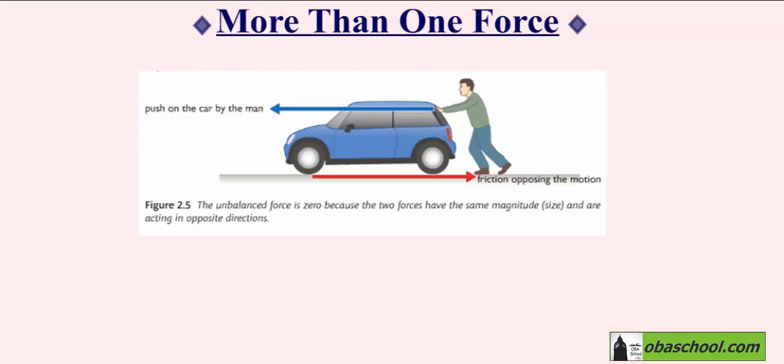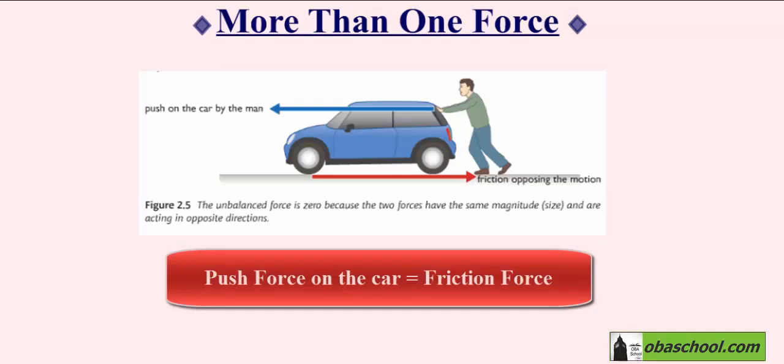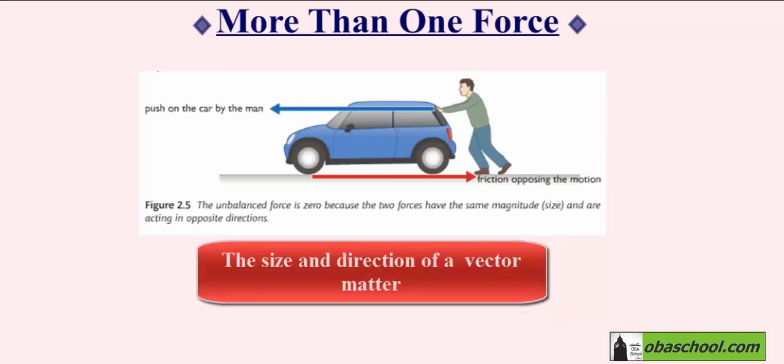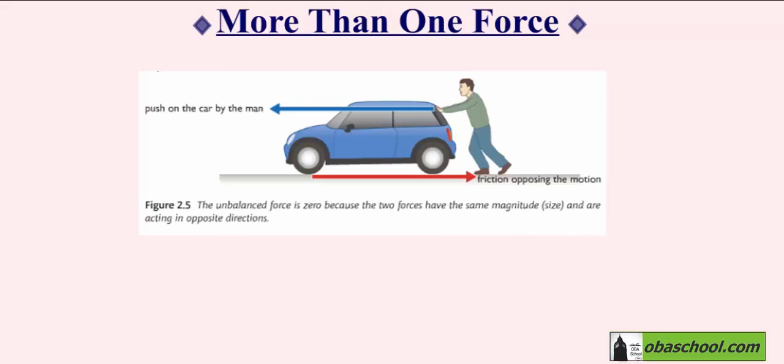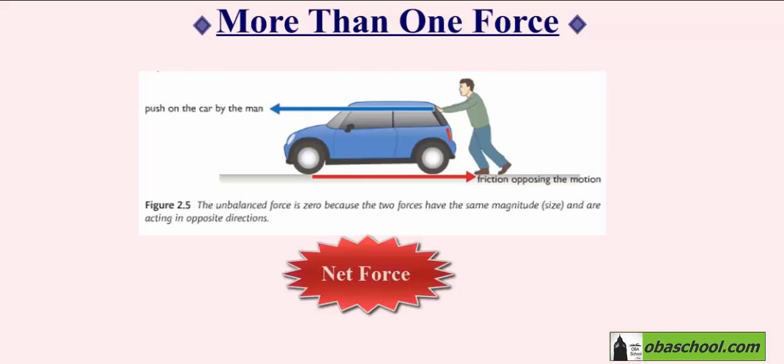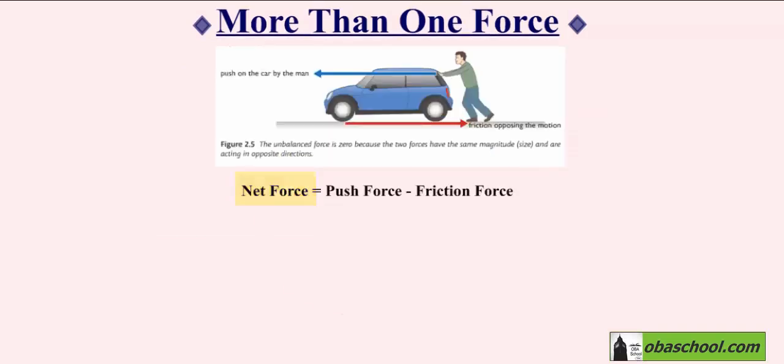This is represented by the blue arrow. And since the car is on the ground, there is a friction force opposing the motion, and it is represented by the red arrow. Here we can see that the push force on the car is equal to the friction force. And since the force is a vector, we should determine both the direction and the size of the force. According to the figure, the forces are equal, but opposite in direction.